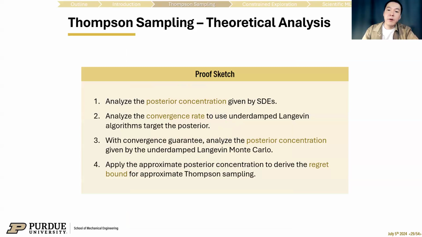And then with this posterior, we analyze the number of steps required to avoid linear regrets. And then we implement Langevin Monte Carlo to approximate the posterior. And with this guarantee, we further analyze the posterior concentration rate approximated by the Langevin Monte Carlo. And finally, with this rate, we apply it in Thompson sampling to derive the regret bounds.